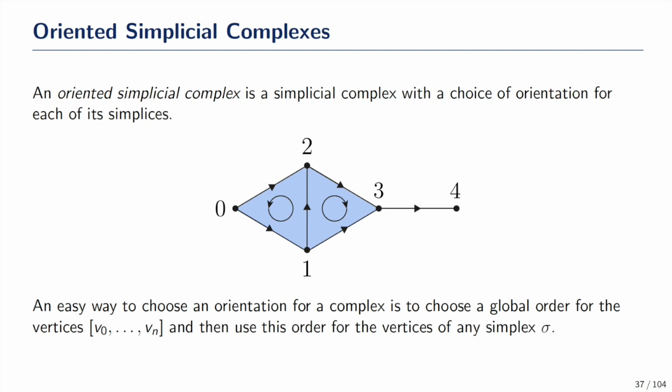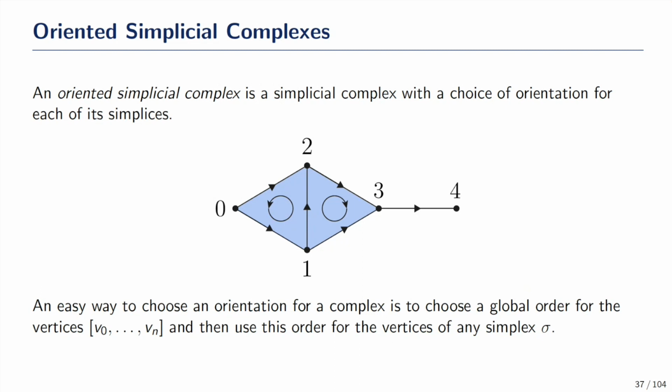And a classic way to pick an orientation for your complex, actually, a key result in algebraic topology is that the topology of these spaces is invariant with respect to the orientation you pick. So the orientation is more like some bookkeeping you are doing to do some interesting algebra we're going to see on these spaces, but it doesn't really matter what orientation you pick. But one common way to pick one is you can just order your vertices.